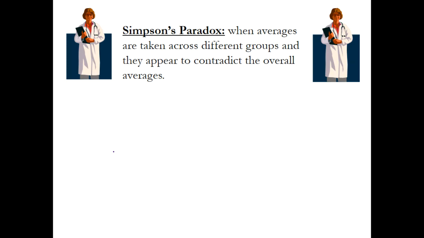Now, it brings us to the last topic for the chapter. It's called Simpson's Paradox. This is when averages are taken across different groups and they look like they contradict the overall averages.